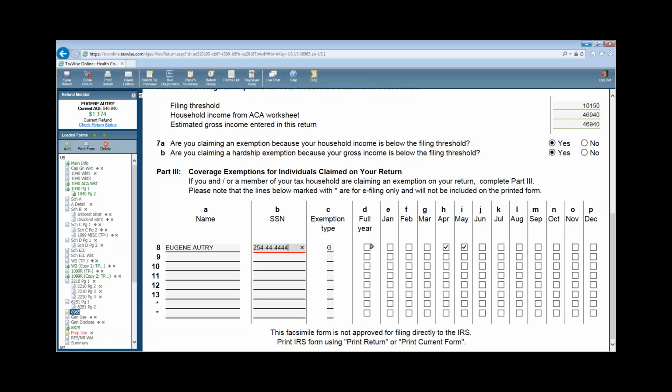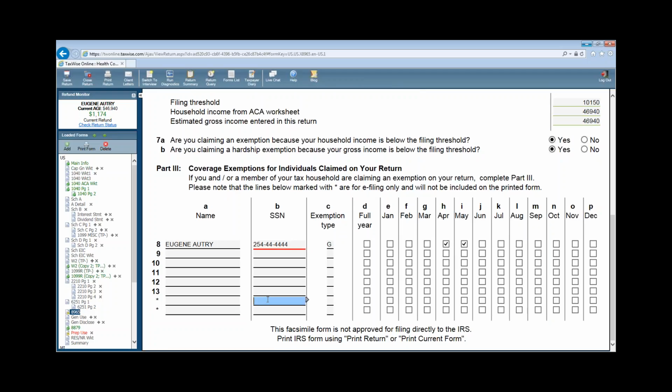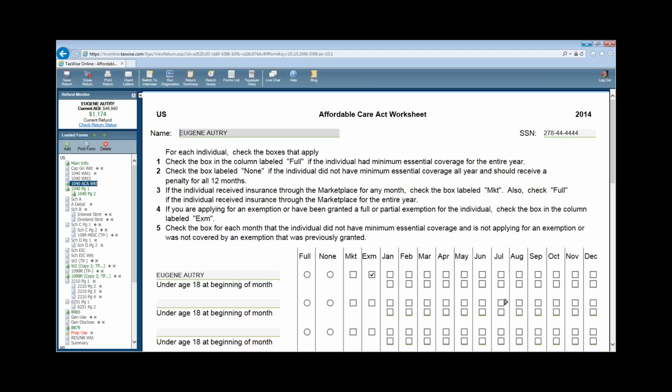So we're just going to go through. And so let's just say he had 2 months where he wasn't covered. This is what you would do for that. And then he's not left liable for any sort of penalty for those 2 months. If he were, so if he didn't have health care coverage for those 2 months, then what you would do is you'd go to your 1040 ACA worksheet and you would indicate that there's a penalty for those 2 months.